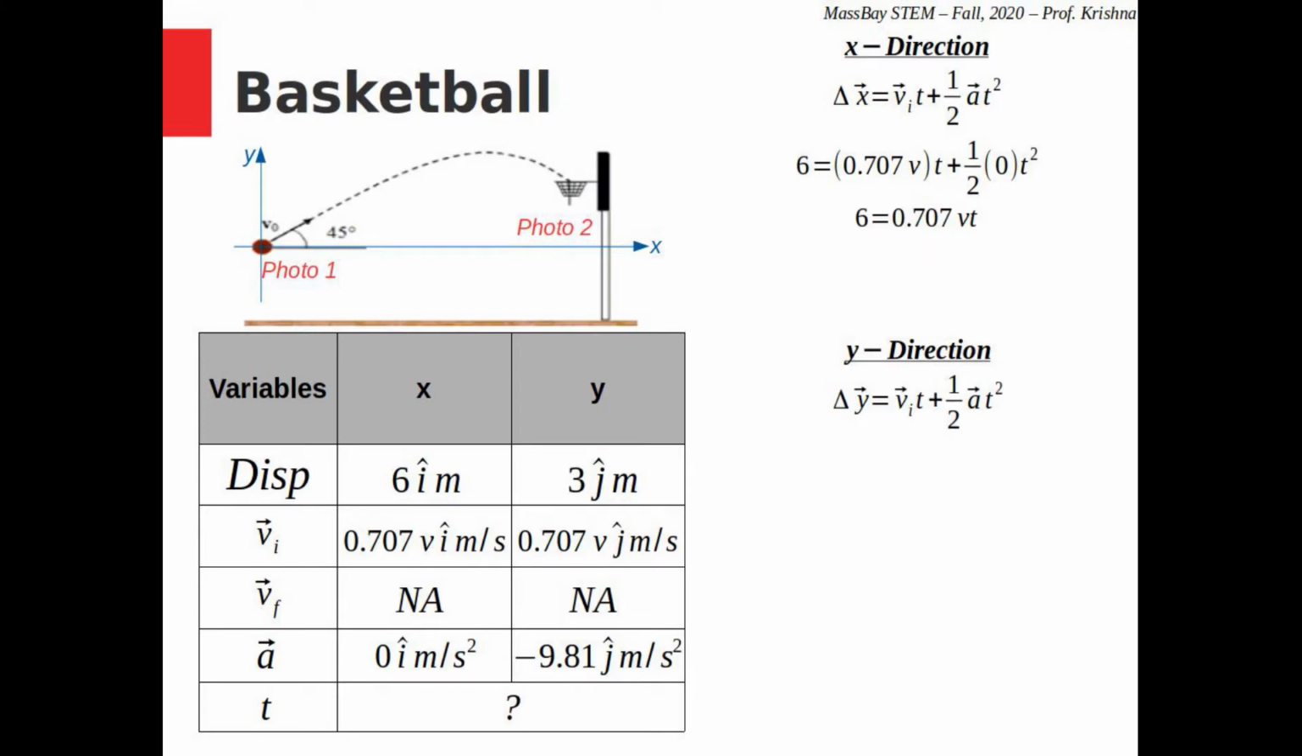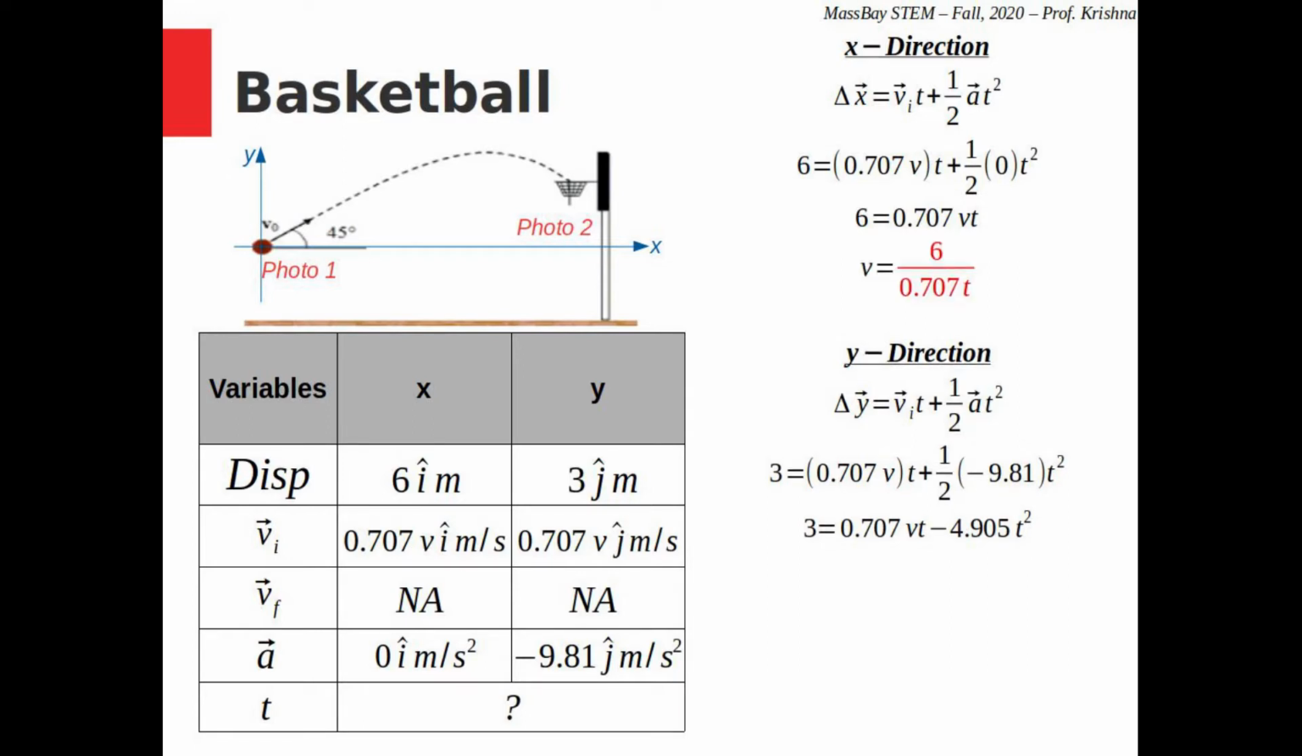In the x direction, toolbox equation 2 becomes 6 equals 0.707 times vt. And in the y direction, toolbox equation 2 becomes 3 equals 0.707 vt minus 4.905 t squared. We solve these by rewriting the equation in the x direction so that v is isolated. We do this by dividing both sides by 0.707 t. This gives us v equals 6 over 0.707 t.